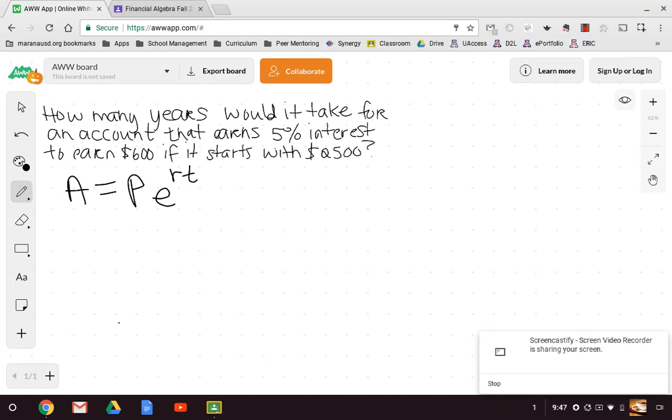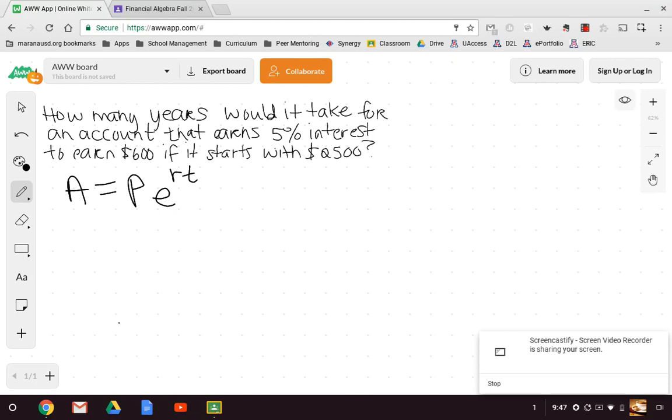Remember, e is just a number in our calculator, and we can access it by doing the second ln, and that'll put the e in there for us. Remember, it's kind of like pi. It's equal to the number 2.71828. And also remember the r and the t are both part of the exponent there.